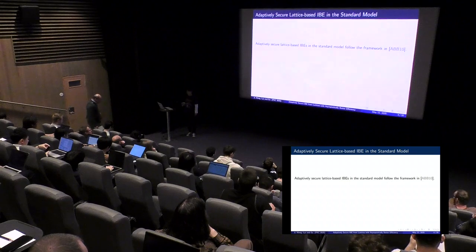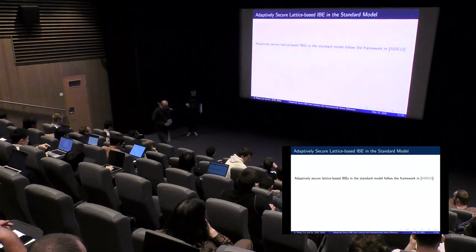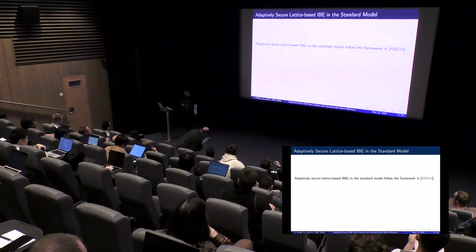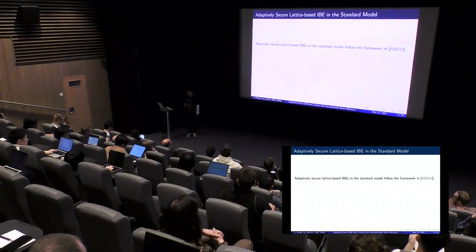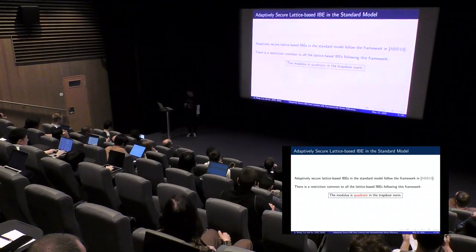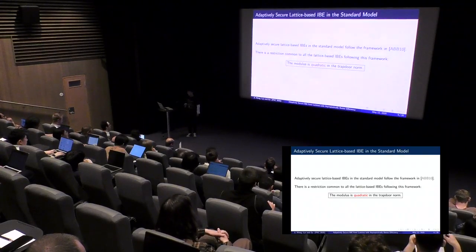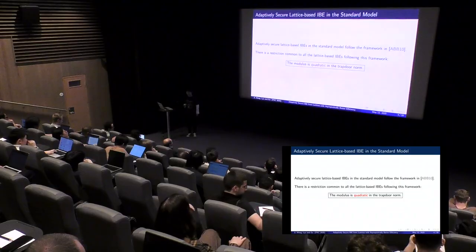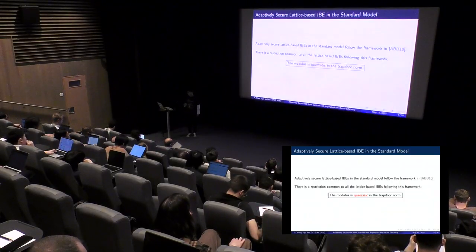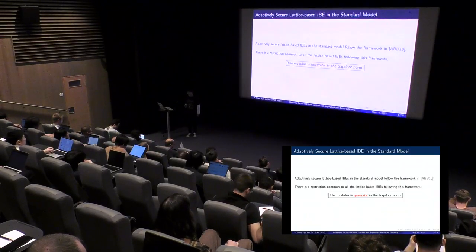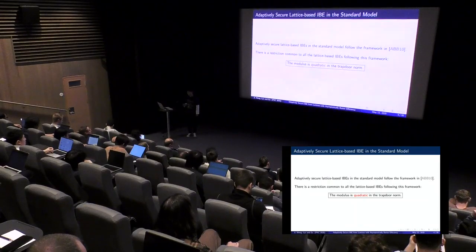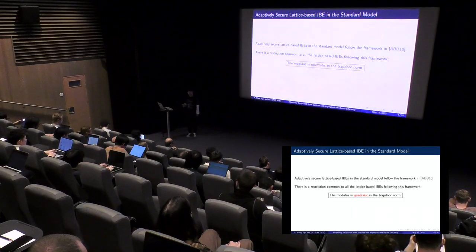And now, in the standard model, most adaptively secure lattice-based IBE follow the ABB framework. But unfortunately, there is a restriction common to all the lattice-based IBE following this work: the lattice modulus is quadratic in the trapdoor norm. In the next page, I will recall the ABB framework and explain this restriction.